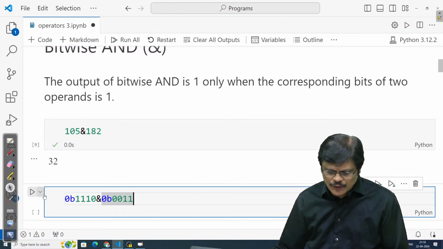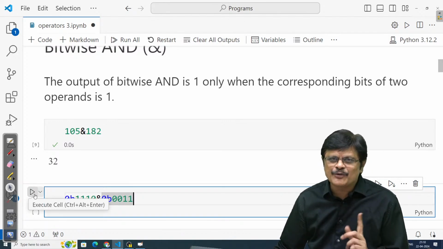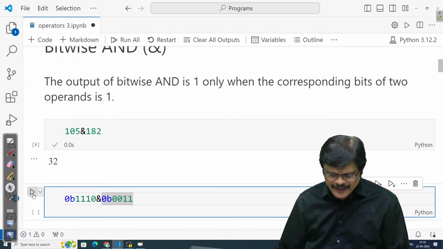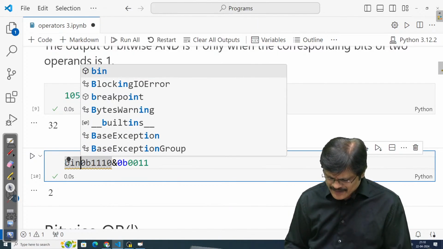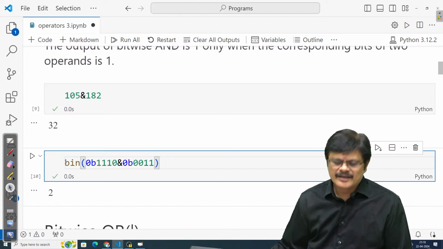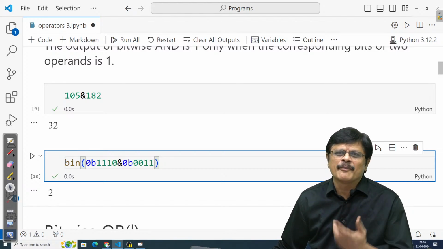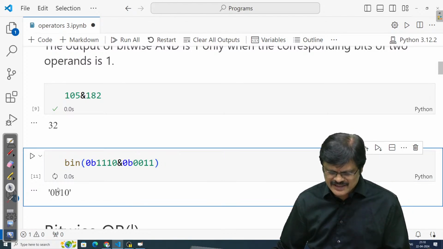Of course, even though you return the binary representation, the result won't be in the binary format, sir. You get the decimal answer. If you want the binary answer, you can use the bin function, which can convert the number into binary format. So this is the answer.